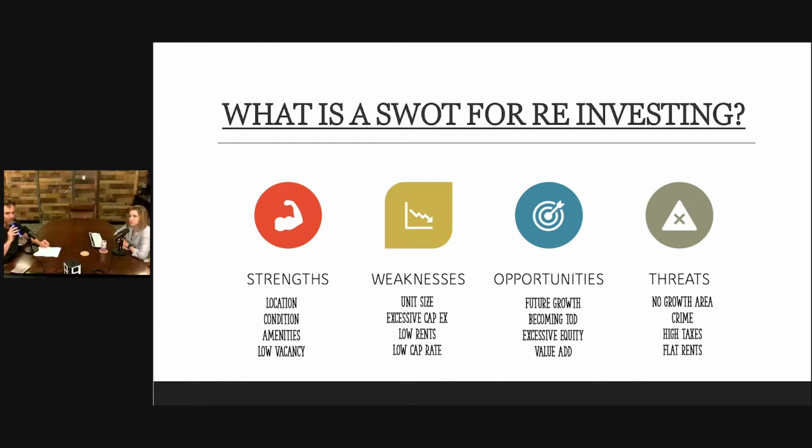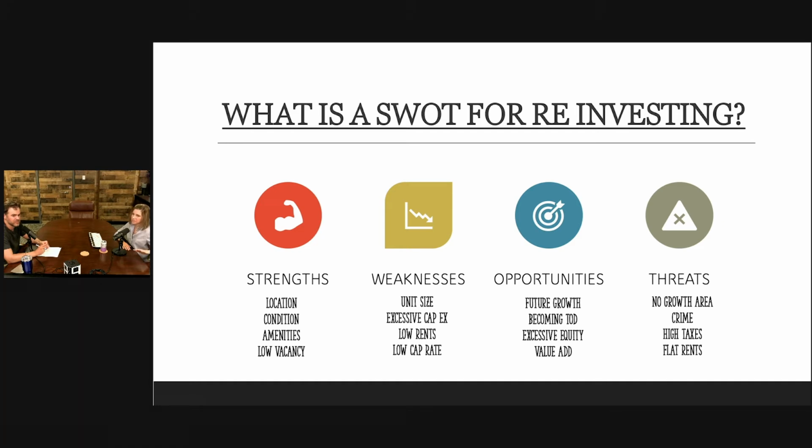We're all primed and ready on this topic, so we have a little bit of a runway here. Let's talk about some of the high points of strengths, weaknesses, opportunities, and threats. When you think of the strengths of a property, you think of things like location, condition, rentability, amenities, which comes back to the location, and which then translates into low vacancy.